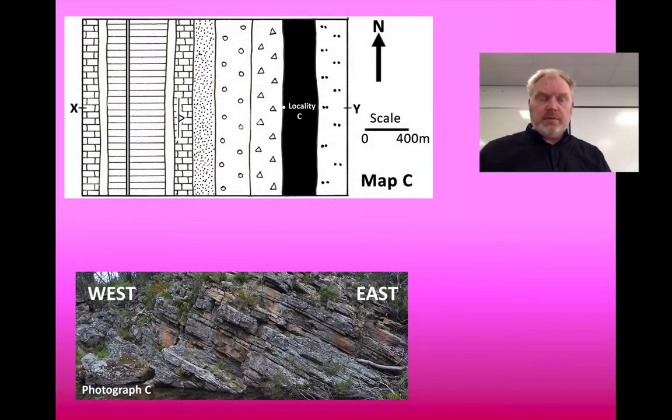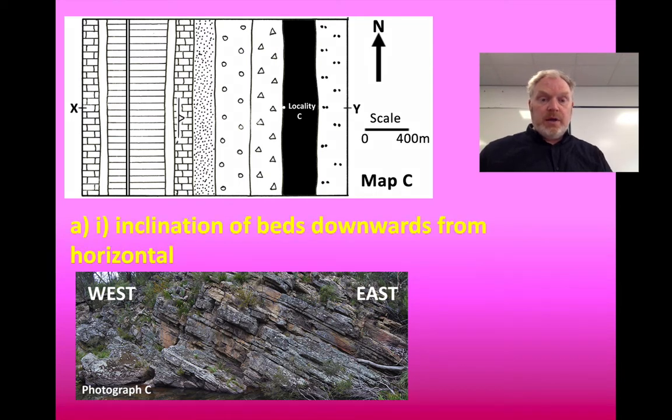So question A then asks you to define what we mean by this term dip, and it's the inclination of beds downwards from horizontal. 3 key points there. So it's inclination, so it's tilting of beds. It's the direction they go down, and it's measured from horizontal.